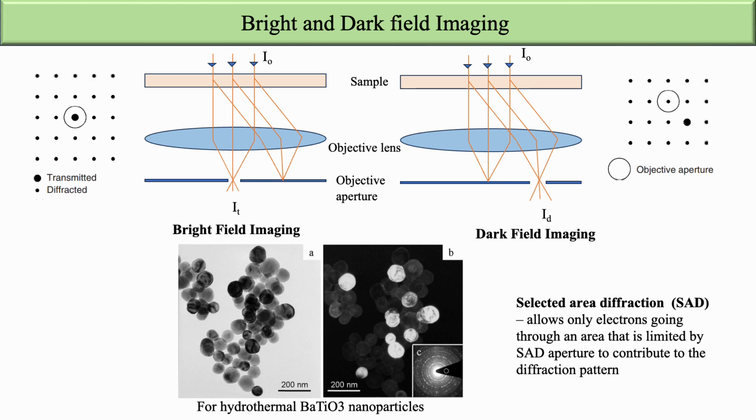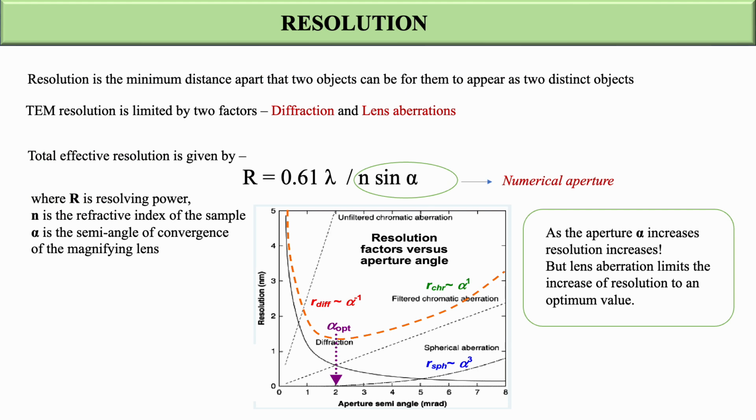So these are the selected area diffraction patterns. Such a pattern is obtained by diffraction from a selected area in the specimen that contains a single crystal. So basically we are limiting the area which is contributing to the diffraction pattern. These are the two different images we can see. Image A is the bright field image and B is the dark field image.